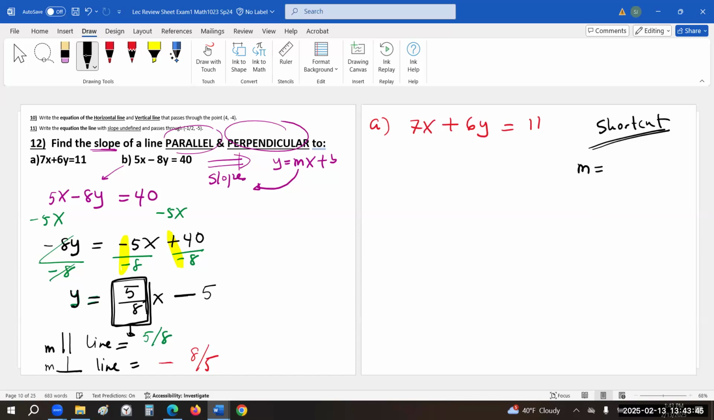So what is the slope of this line if I don't want to do all this hard work? So 7 divided by x. 7 divided by? No. It's a number. Slope is a number, right? So the shortcut, if you don't want to do all this hard work to find the slope, all you have to do is take your x coefficient divided by your y coefficient, and then change the sign.